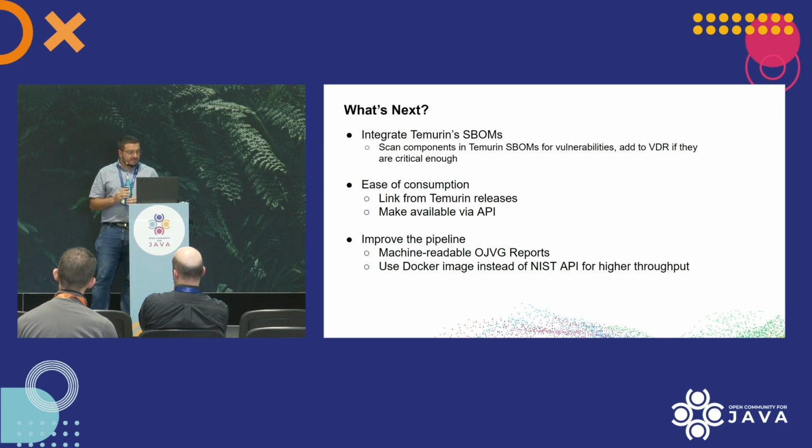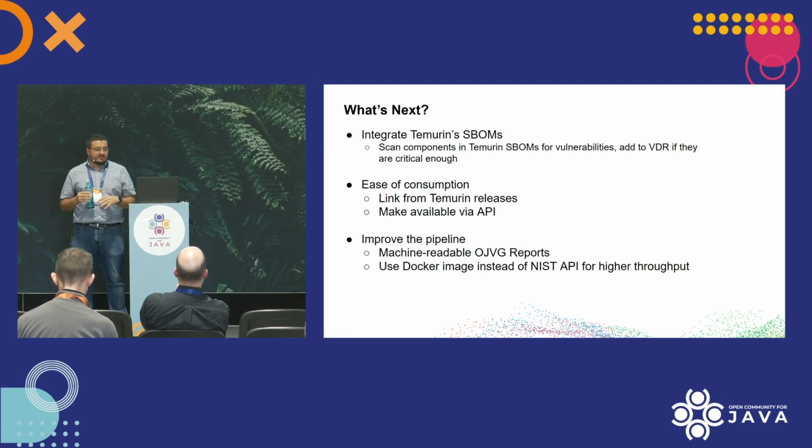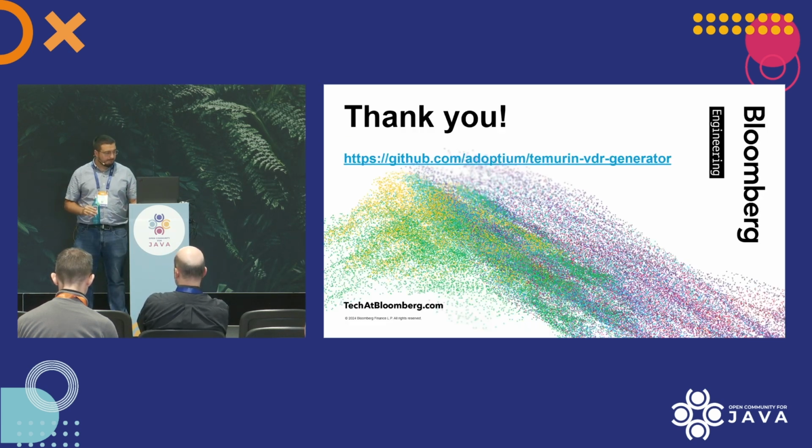So a big part of this would be working with the OJVG to get them to produce machine-readable reports, and then to use Dependency-Track instead of the NIST API, because it has higher throughput, and if the Dependency-Track people are able to integrate vulnerability information from more sources, we'll get that for free as well.